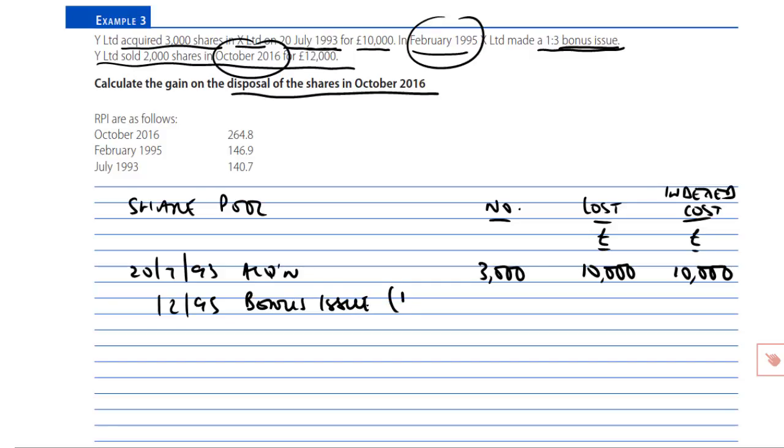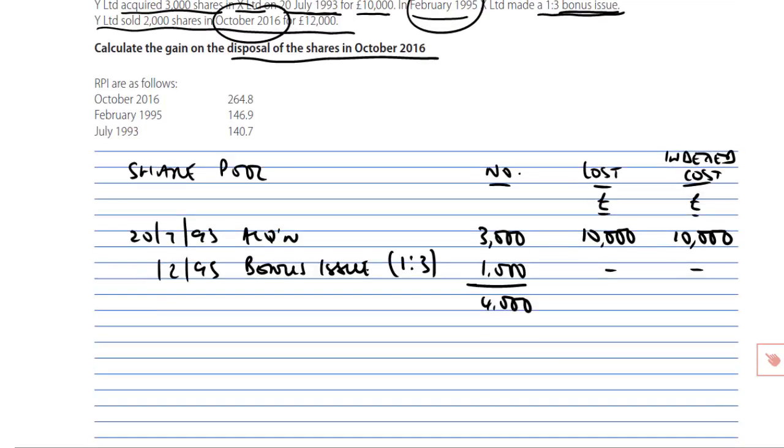The bonus issue was 1 share for every 3 shares held. Well, that's simple, 3,000 shares, so 1,000 more shares without any change in your cost or index cost. So we've now got 4,000 shares, still deemed to have cost 10,000 with an index cost of 10,000. We then move on to the next relevant date. That could have been a further purchase, but for us it was the disposal date in October 2016. So we come through to October 2016.